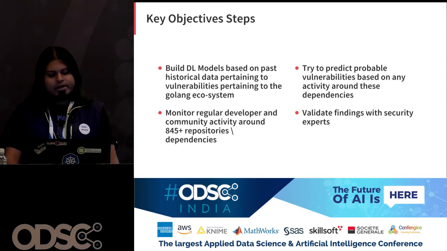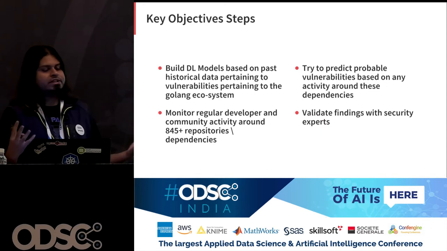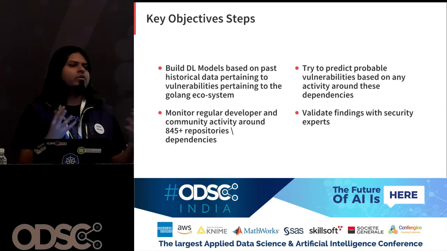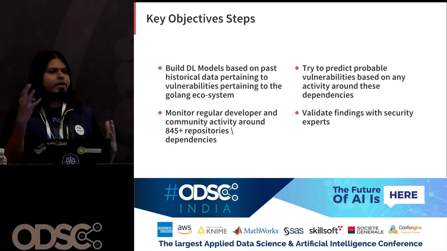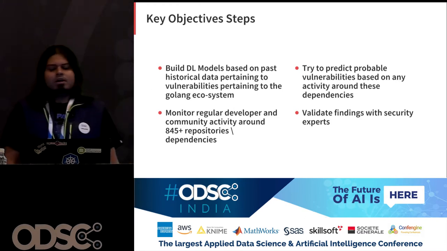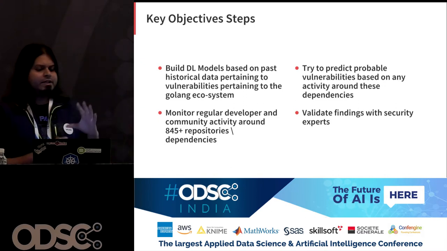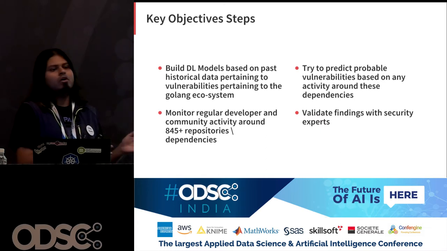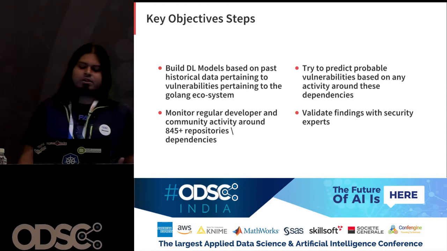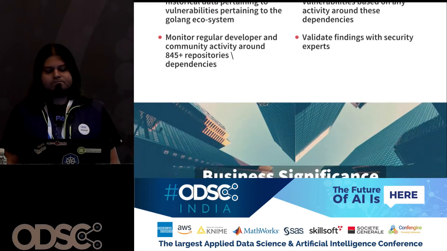And what we are doing is monitoring all this regular public activity going on in all these 850 plus repositories and dependencies, like GitHub events around issues, pull requests, mailing list conversations, bugs being filed online, all those aspects. And using that public information, we are trying to predict probable vulnerabilities, where based on this kind of activity, maybe there is a probable vulnerability in, let's say, Golang or Kubernetes. And obviously, we have to validate with the security experts, because we are not security experts, right?